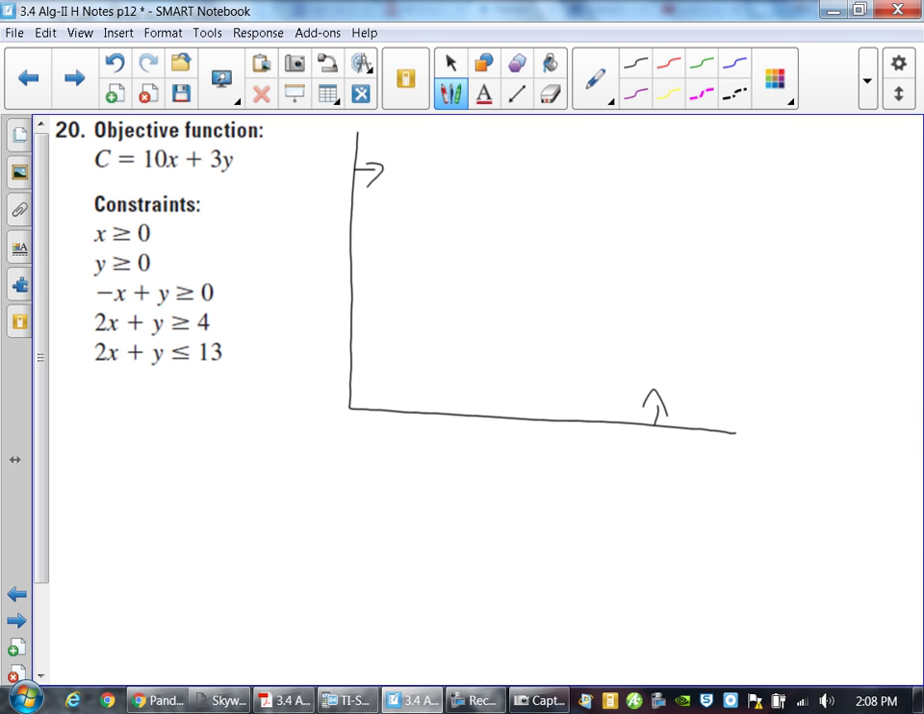2x plus y is 4. It gives me intercepts of x and y at 2 and 4. Is 0 plus 0 bigger than 4? Moving out.